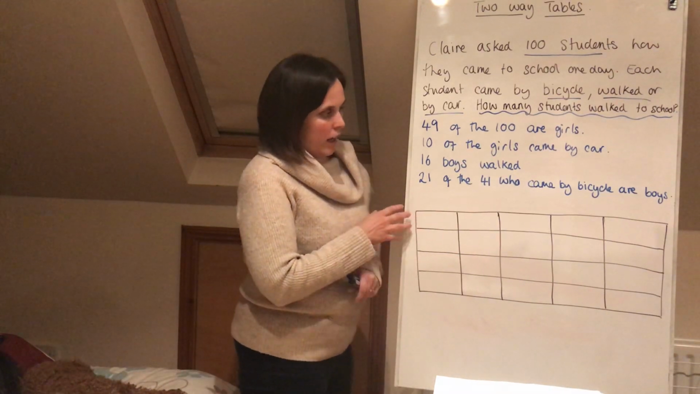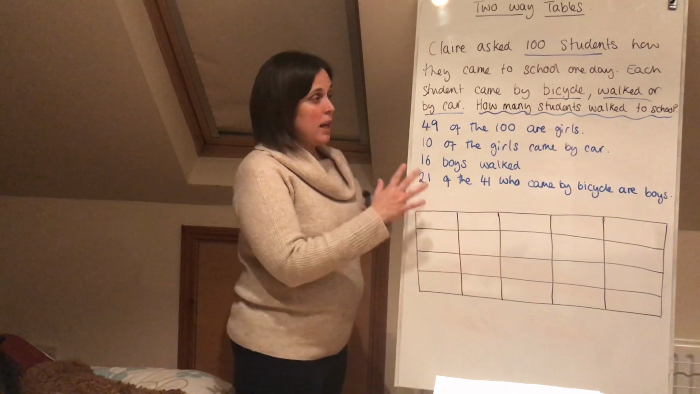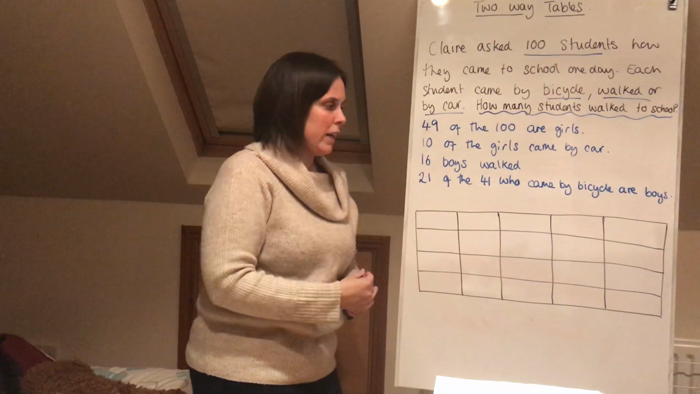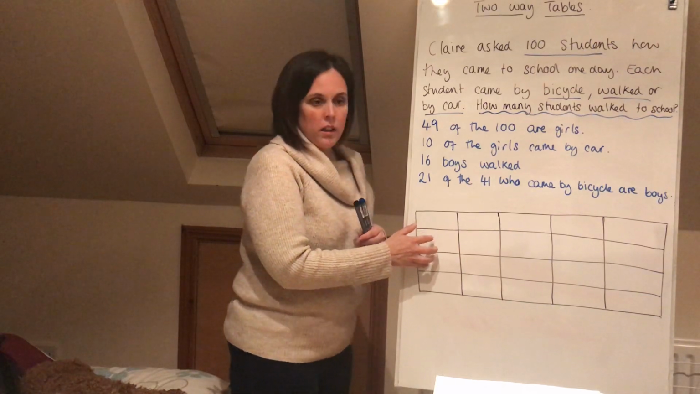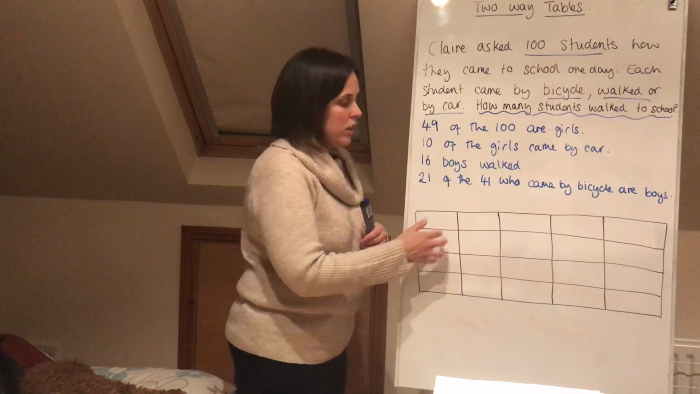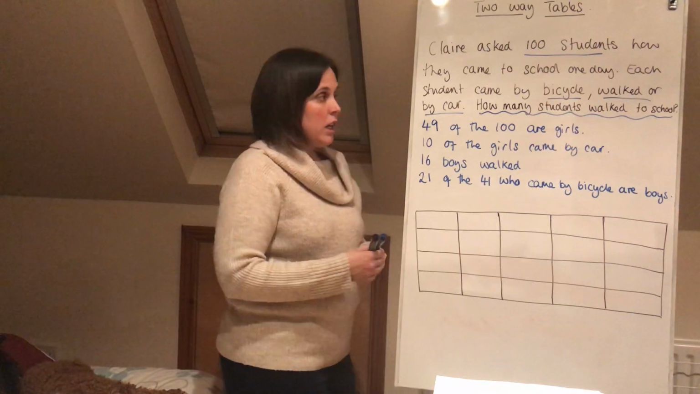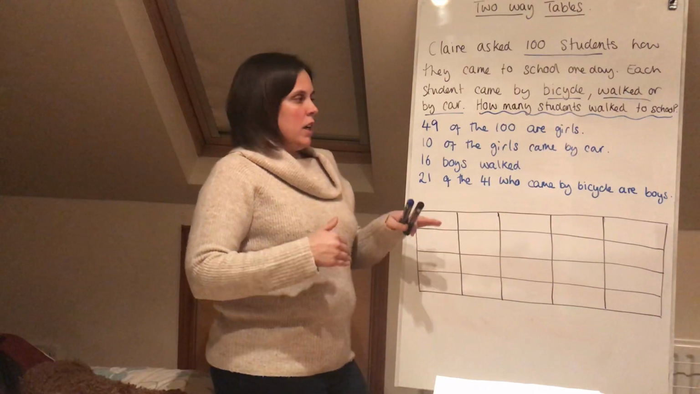So I have already pre-drawn out a two-way table. You wouldn't get this in an exam. It's a case of, you know, okay, this is what it would be, and then just draw one out. And I'm going to do the gender along this side, and I'm going to do the modes of transport along the top. It doesn't matter which way round, but you need to have those two definite separate categories.